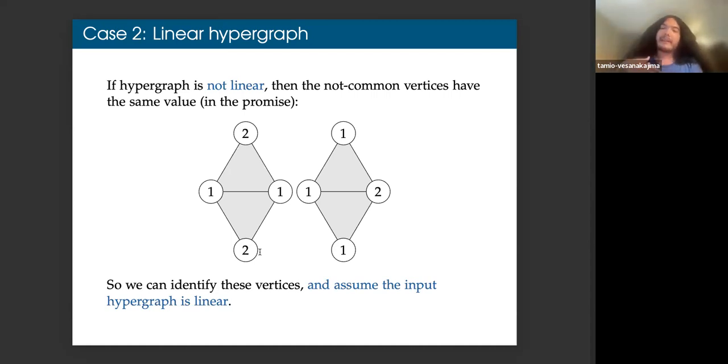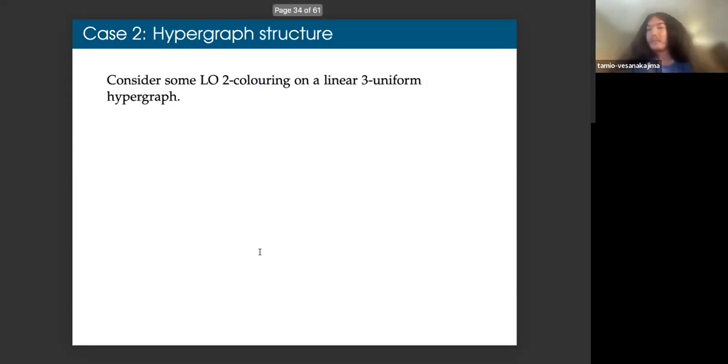And in fact, once I then find an LO coloring with a bunch of colors, I can just undo these identifications and get an LO coloring for the original graph. By doing this, I can assume my hypergraph is always linear. Why do I care about this? Well, let's consider some linear 3-uniform hypergraph that admits an LO2 coloring.